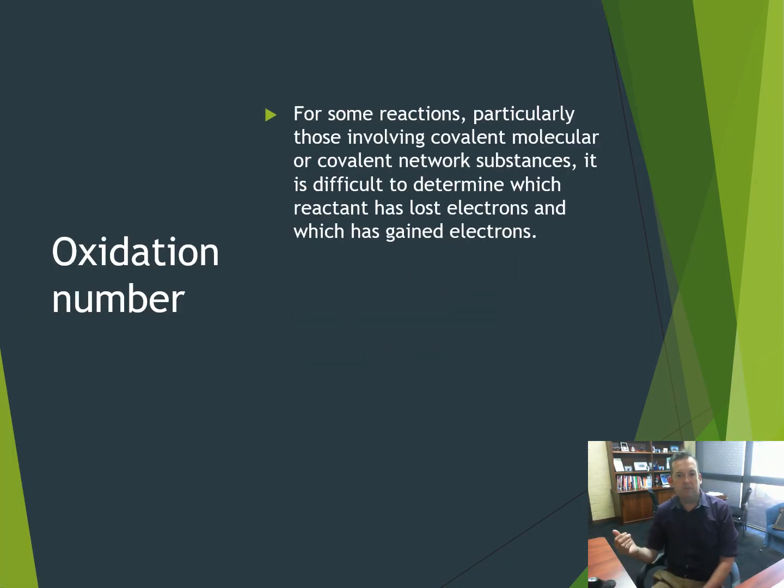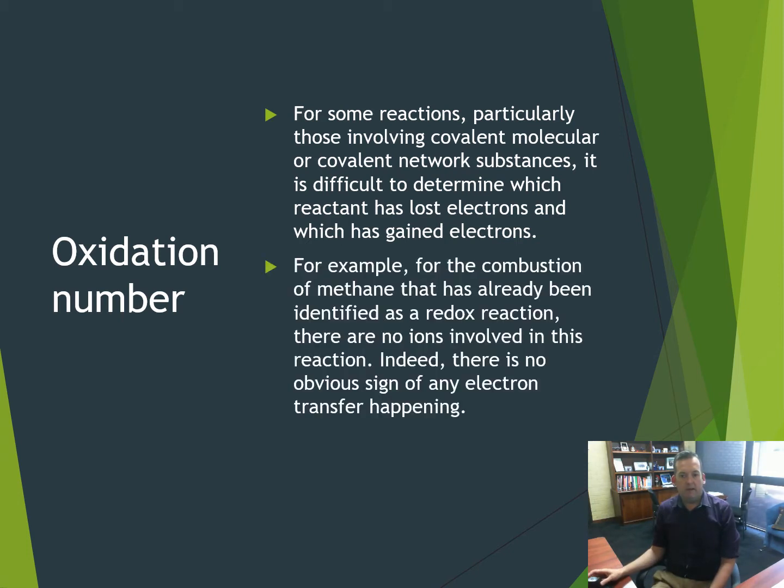For some reactions, particularly those that involve covalent molecular substances or even covalent network substances, it's difficult to determine which reactant has lost or gained electrons. When you look at something like magnesium going to magnesium ions, so Mg going to Mg2+, you can really easily see that the substance has gone from its neutral state to a +2 cation. So to go that way, it must have lost 2 electrons. So it's really obvious to say, hey, that's lost electrons, that's been oxidized.